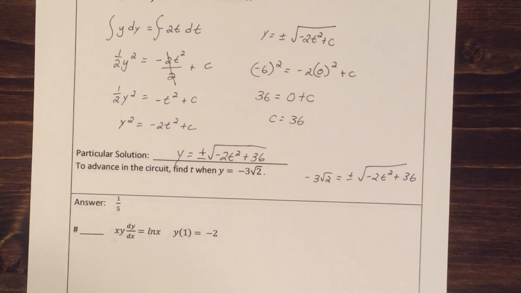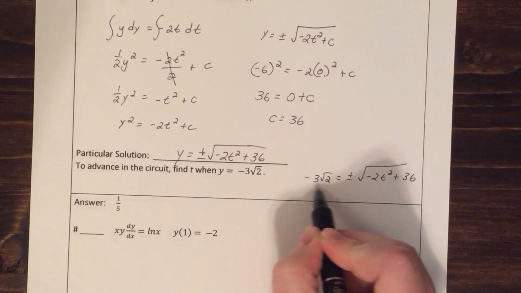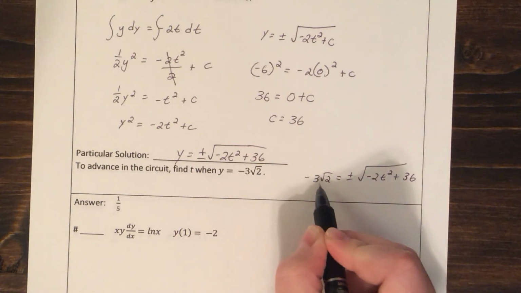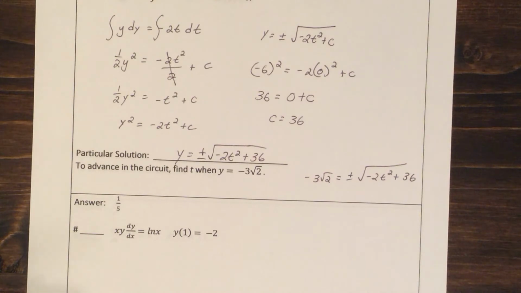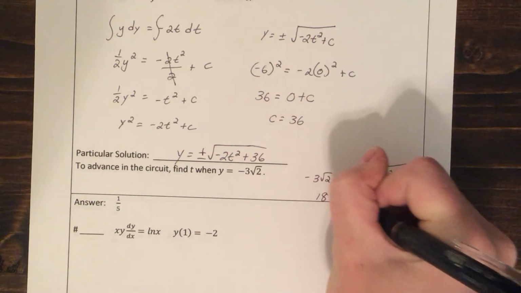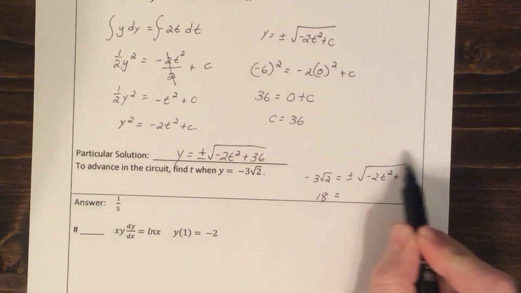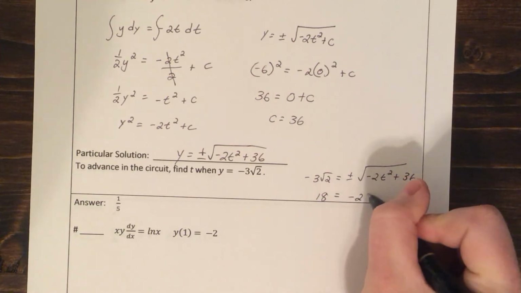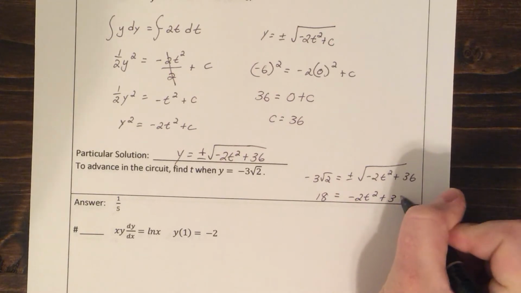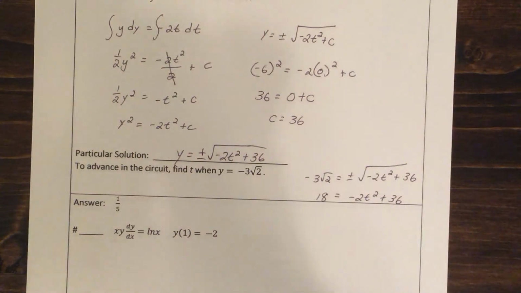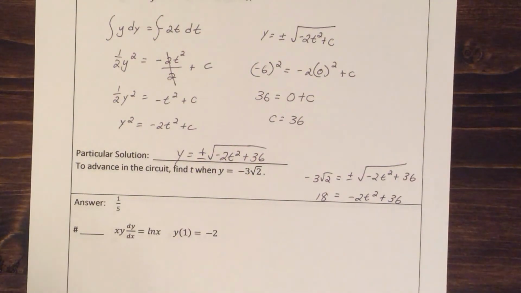Okay, so what I did here is I squared both sides. And so when I square this, I'm doing negative 3 square root of 2 times negative 3 square root of 2. That's going to end up being like 9 times 2. So I'm going to get 18 equals. When I square this, I'm just going to get what's left there. And whether it's positive or negative, it doesn't matter. When I square it, it becomes positive.